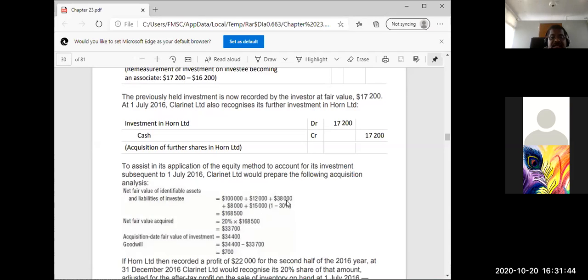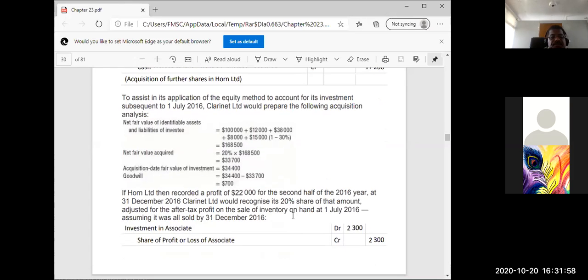1 minus T, that is tax. You take 20%. So 20% is so much. Investment is 17,200 two times, because 10% and 10%. So the goodwill is 7,000. So how do you record the investment in share of profit?